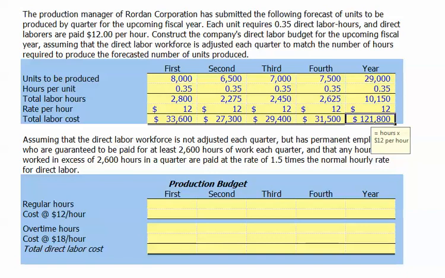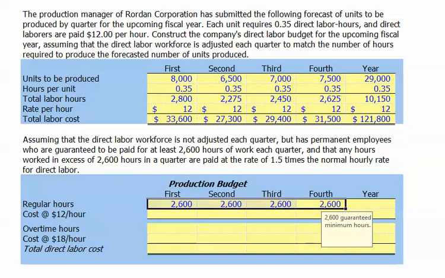is not adjusted each quarter, but rather has permanent employees who are guaranteed to be paid for at least 2,600 hours of work per quarter, and that any hours worked in excess of that 2,600 hours per quarter are paid at a rate of 1.5 times the normal hourly rate for direct labor.